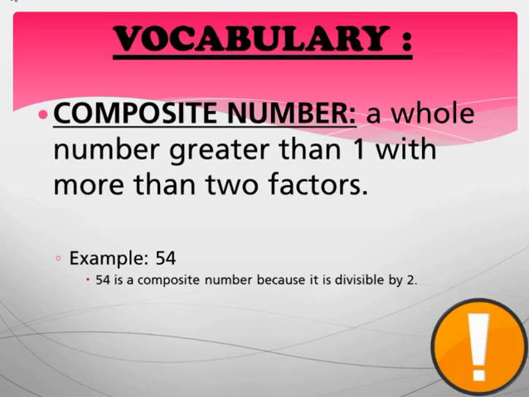So in opposite terms, when a number isn't prime, it is then composite. It's a whole number greater than 1 with more than two factors. For example, the number 54 is a composite number because it is divisible by 2. We're able to tell that it is divisible by 2 by the last digit. It's an even number, so we can divide it by 2.